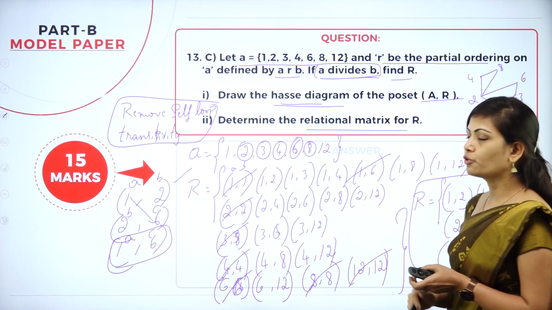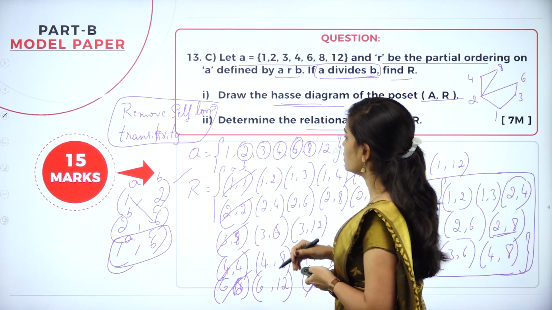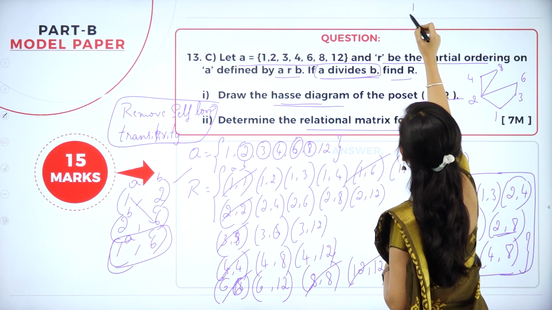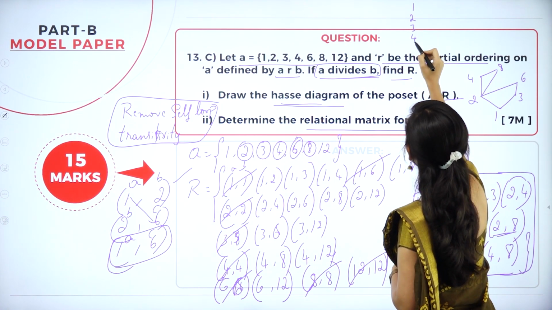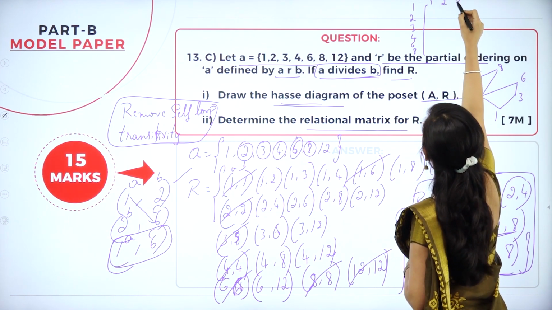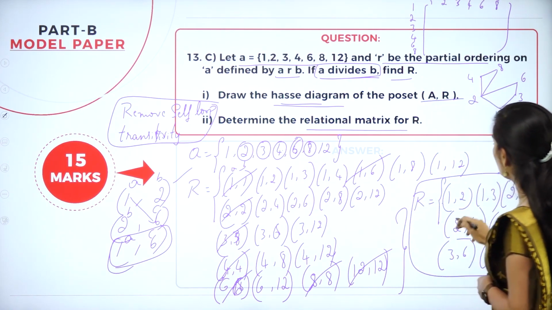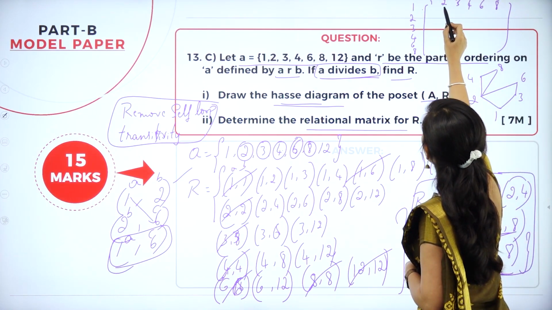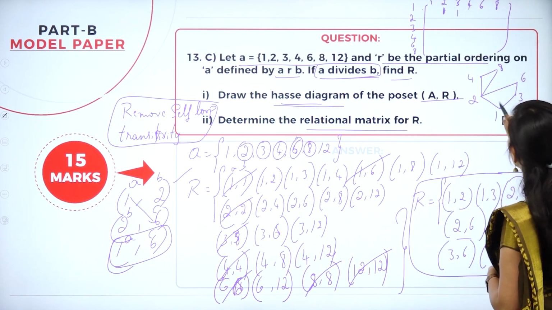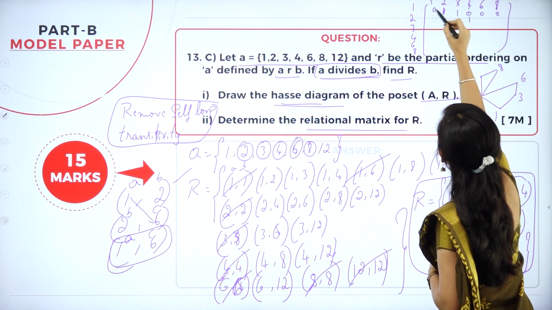So for this relation, you can write the relational matrix. For this matrix, I list all the elements. So how many elements are there? 1, 2, 3, 4, 6 and 8 on both axes. So here you have 1 to 2. In place of 1 to 2, put 1, and 1 to 3 is 1, 2 to 4 is 1 and the remaining are 0.